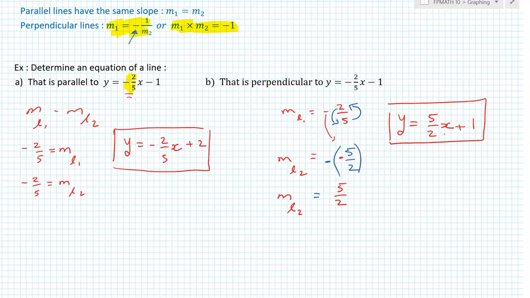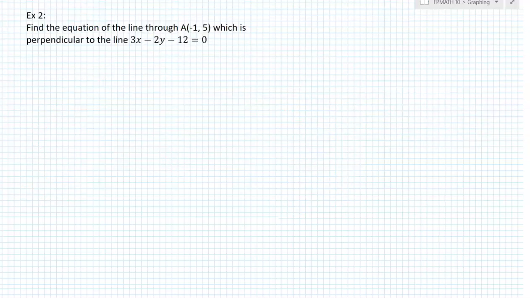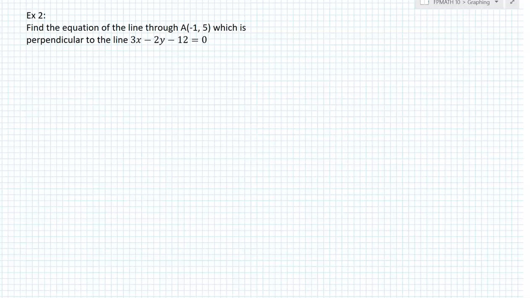The line goes left and right forever. So we can have that. All right, so that's one of the examples. So here is another example. Find the equation of the line through this point (-1, 5) which is perpendicular to the line that is given to you in general form.